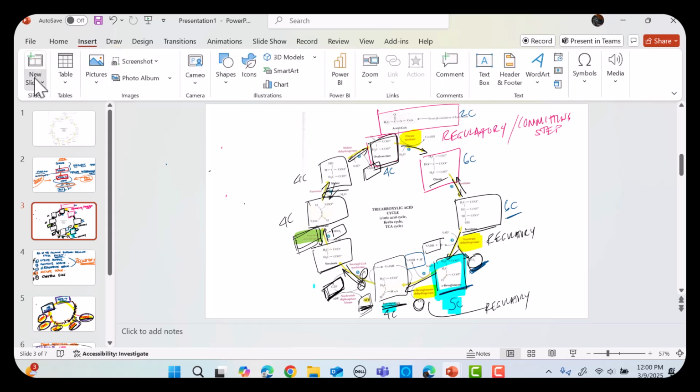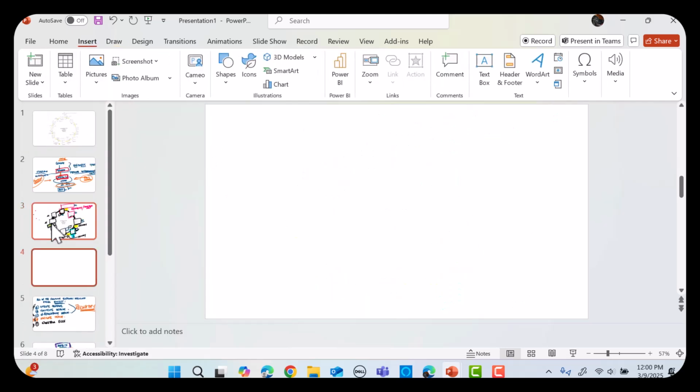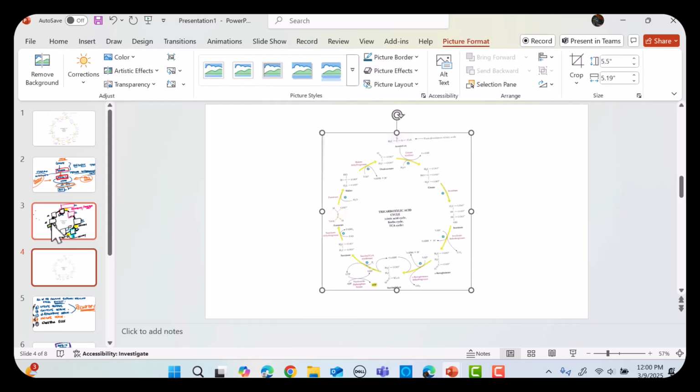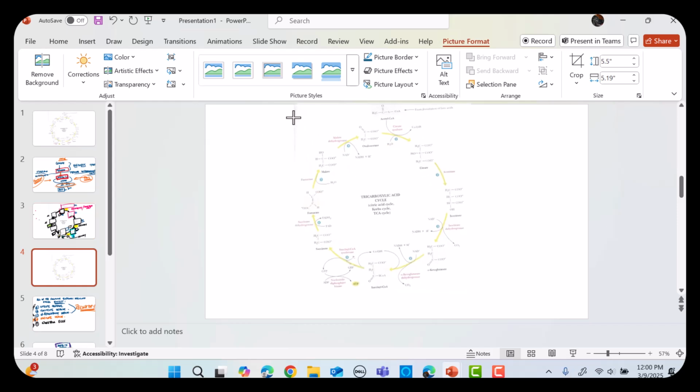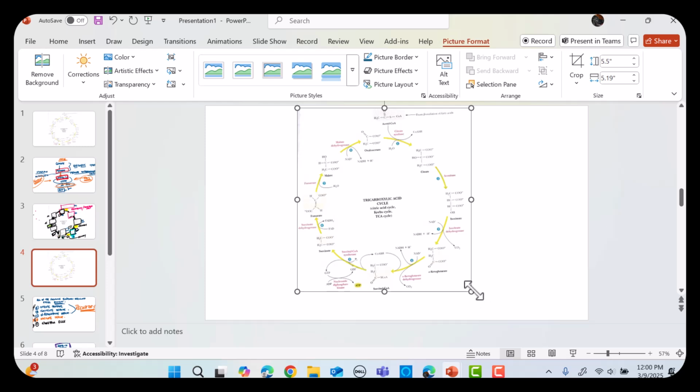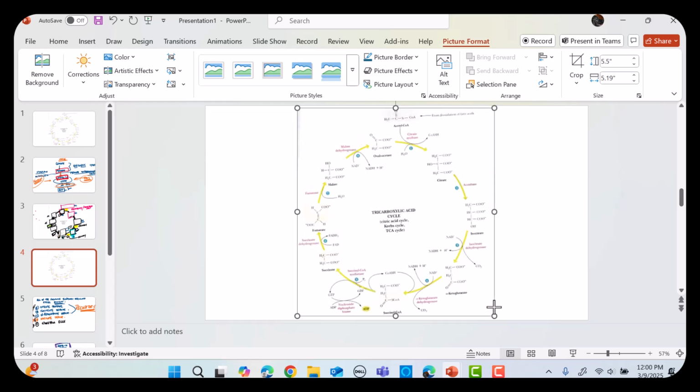So you have to know what makes what. You have to know, let me make that bigger, the intermediates of the Krebs cycle. So there just so happens to be a mnemonic for that.